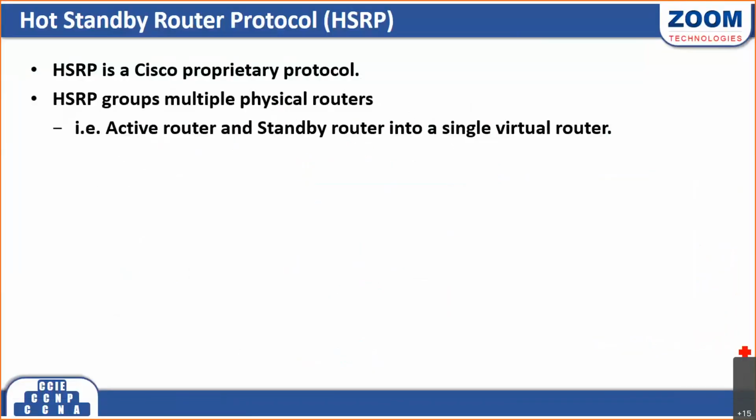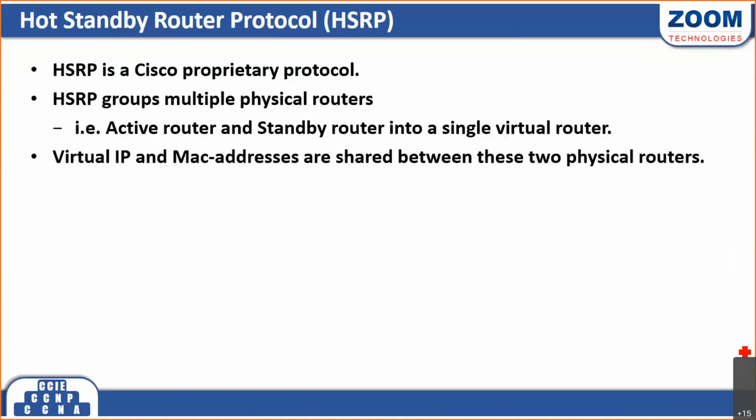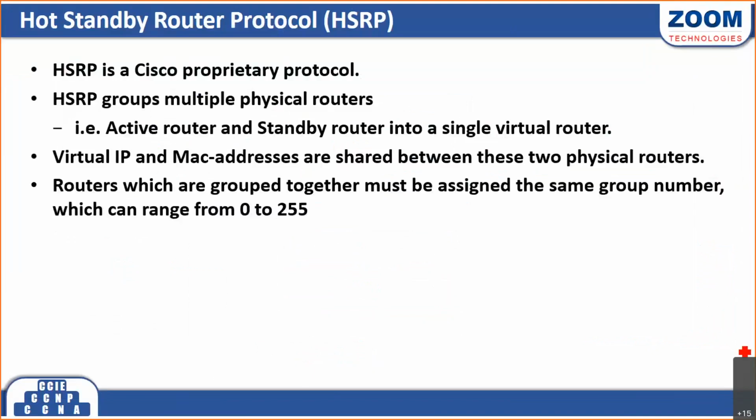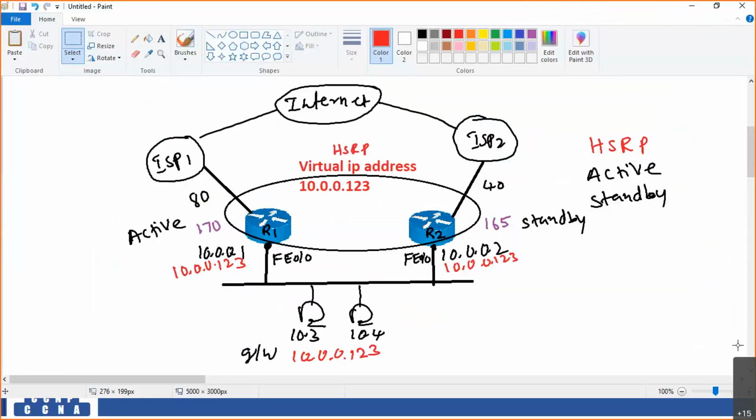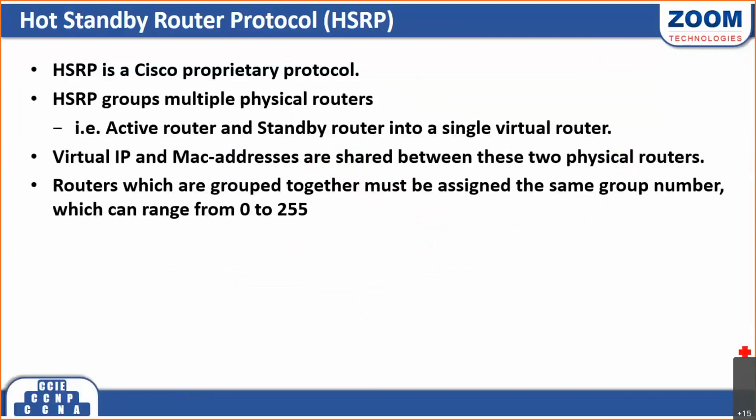So HSRP groups multiple physical routers into a single virtual router, and these devices can share virtual IP and MAC address information. Routers which are grouped together, means these two routers are grouped together, right? For this group, you have to define the group number. That number should be the same on both routers. Must be assigned the same group number. Group number range is 0 to 255.